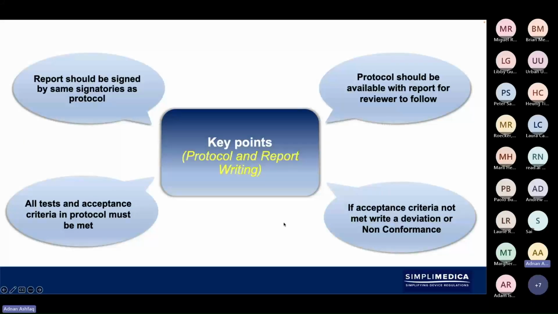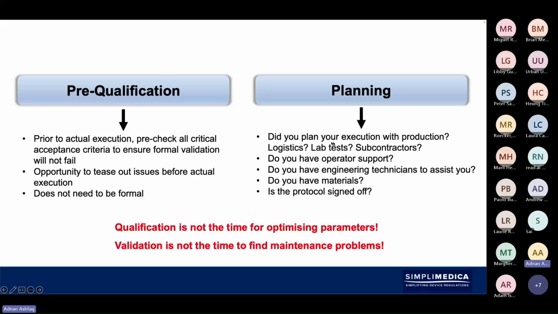So key points to take away for protocol writing and report writing. The report should be signed by the same signatories as the protocol. The protocol should be available with the report for the reviewer. All tests and protocol acceptance criteria must be met. If acceptance criteria is not met, write a deviation and non-conformance.